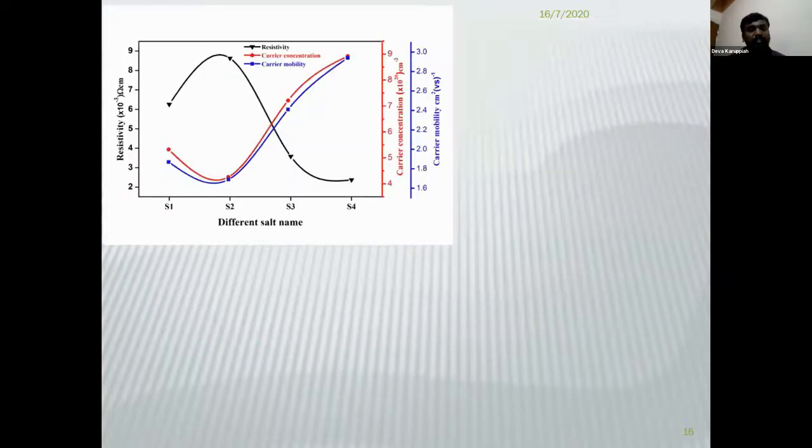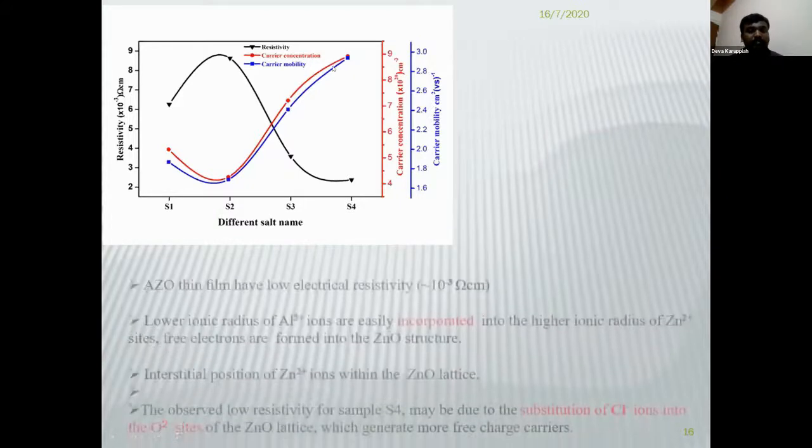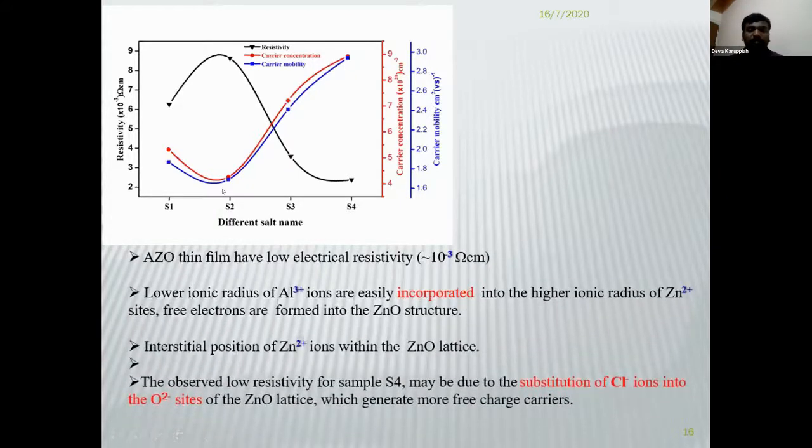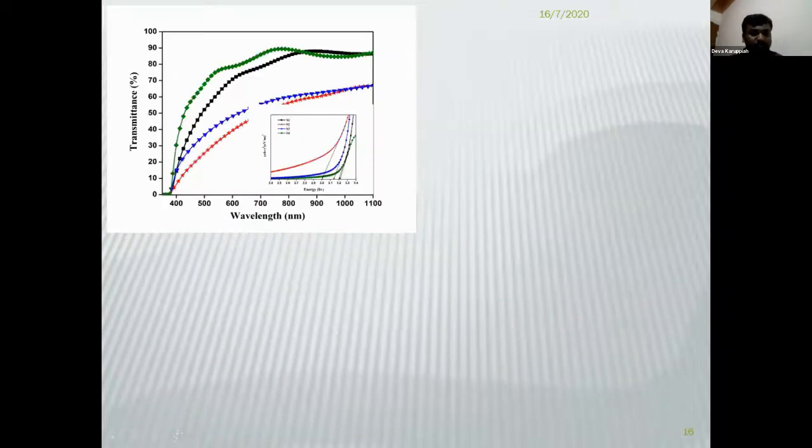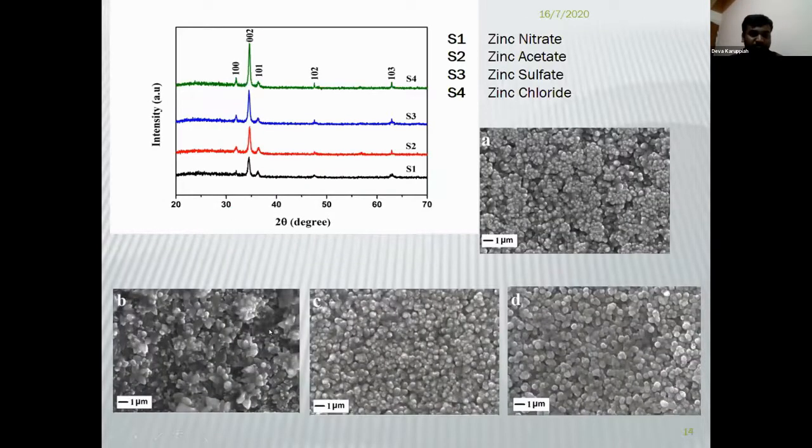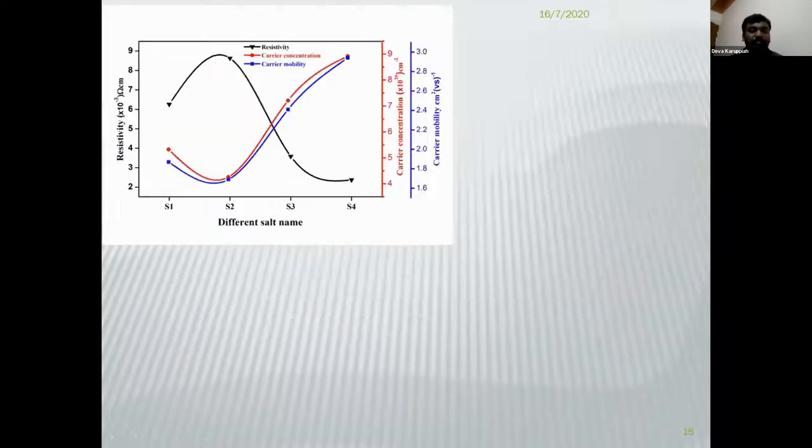So this is resistivity. Already I mentioned that different nanostructures can enhance the mobility of the material, the speed of electrons. In that case, the mobility also increased up to sample 4, the zinc chloride precursor, from zinc acetate. Here we already mentioned that some of the porous nature is interconnected, not missing the interconnection. So here we observed the low mobility of the material.